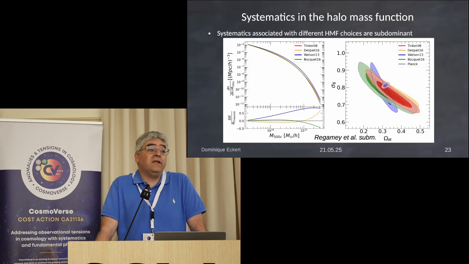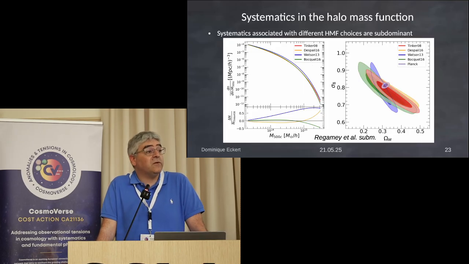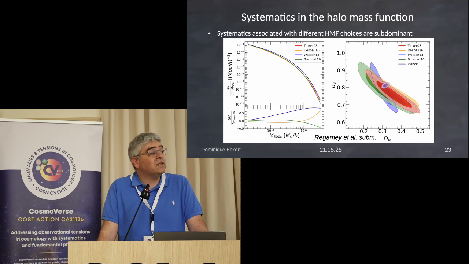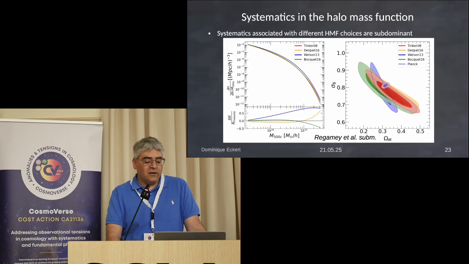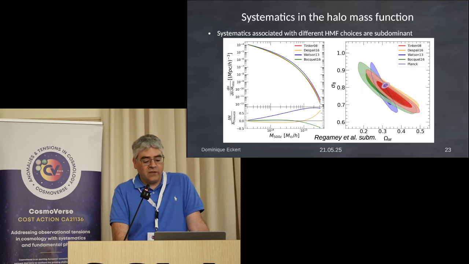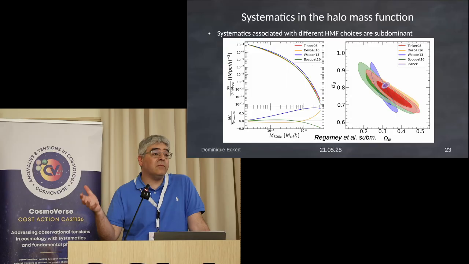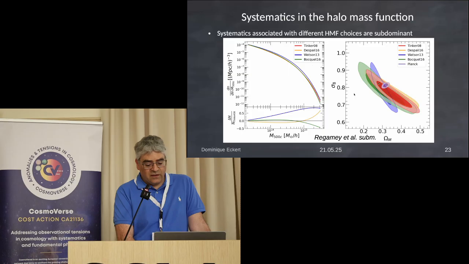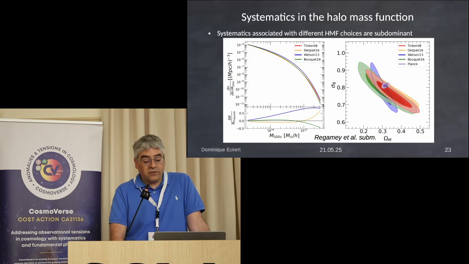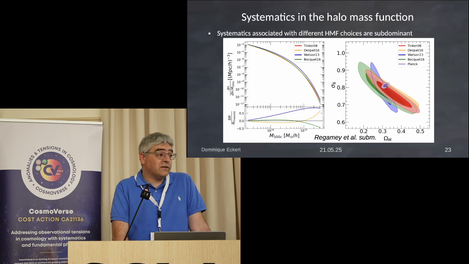What we looked at also is what happens if our constraints on the halo mass function are wrong. Of course we are relying on n-body simulations to tell us what the halo mass function is and how it's related to cosmological parameters. And here we are using several different halo mass function models and fitting the same mock data by changing this halo mass function. And you can see that even though these halo mass functions look quite a bit different from one another, the constraints that you get in the end don't change much. So the associated systematics are subdominant.